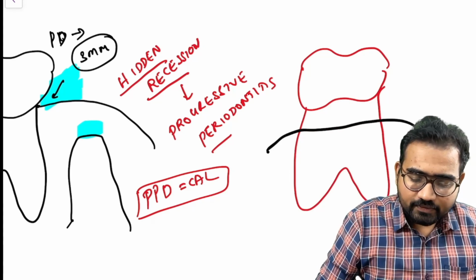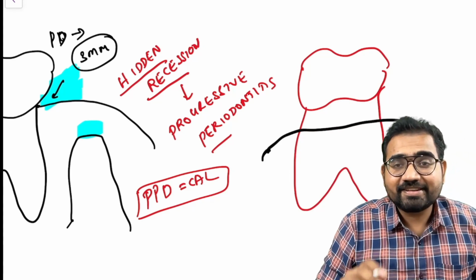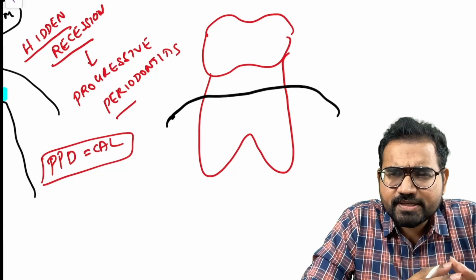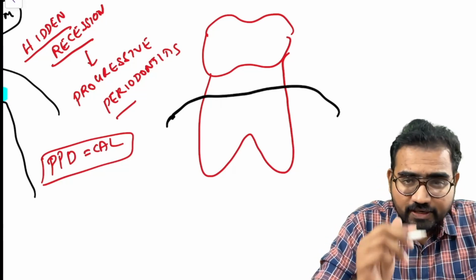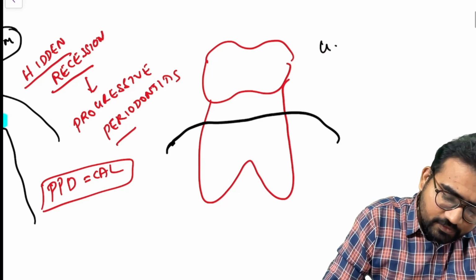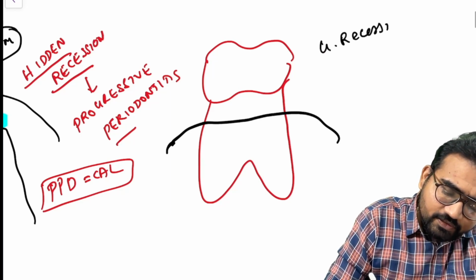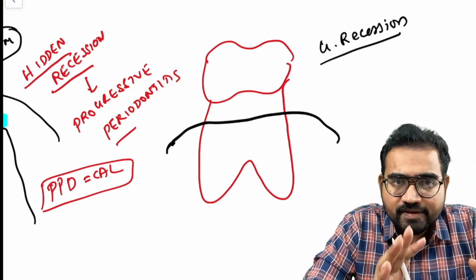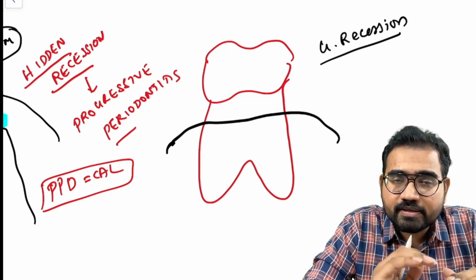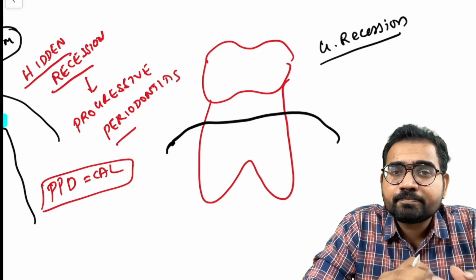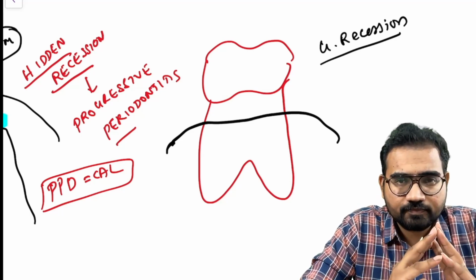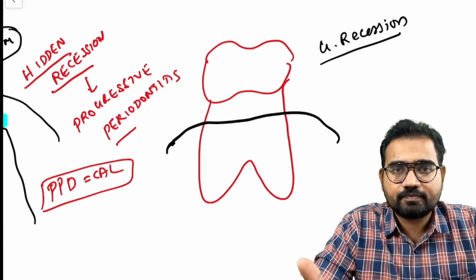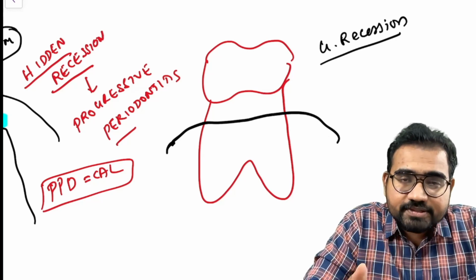Patient is having gingival margin apical to the CEJ. What is this condition called? Brilliant. Gingival recession. What is gingival recession? You should be very precise. Gingival recession is the apical migration of the marginal gingiva below the level of CEJ. Very simple, right? So the marginal gingiva migrates below the level of CEJ. That is called gingival recession.